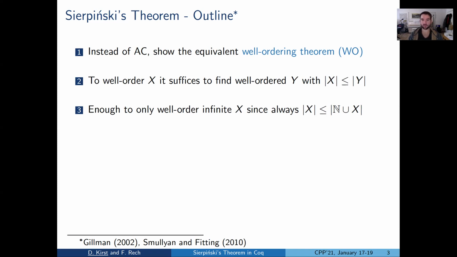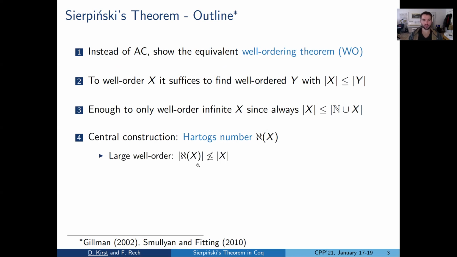And this remaining proof can be split in two halves. One half is a central construction, the so-called Hartogs number, which is a large well-order, large in the sense that the Hartogs number of a set cannot be injected into the set anymore. But this height is controlled in the sense that the Hartogs number is bounded by the k-fold power set, where k depends on the actual construction we use.